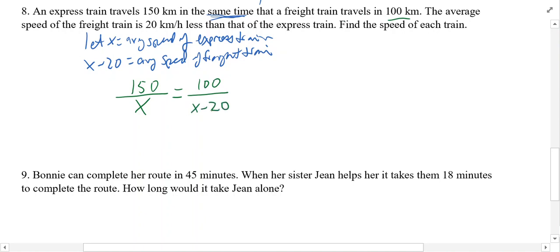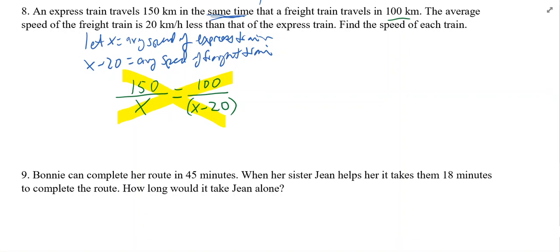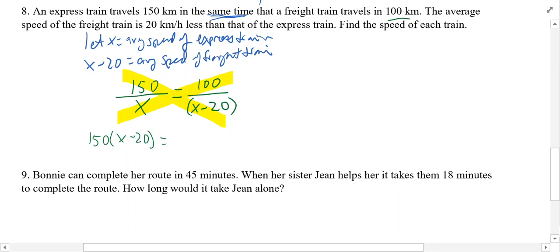So now that we have this, remember x minus 20 is an expression, so it's in parentheses. But in this case, this is a proportion. And remember, you can solve proportions by cross multiplying, okay? So when you cross multiply here, you're going to get 150 times x minus 20 equals 100 times x.